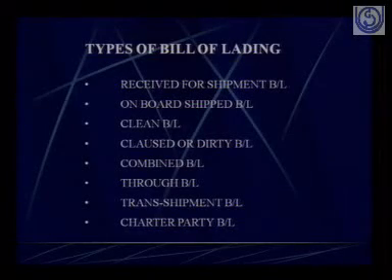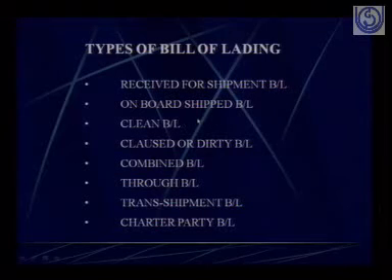Now there are several kinds of bill of lading, types of bill of lading. Let us see those types. First is your received for shipment bill of lading. That means it is a bill of lading which shows that the goods are received for the shipment purpose. Second is onboard shipped bill of lading. Under onboard shipped bill of lading, the goods are being put on board of the ship. That is called onboard shipped bill of lading.